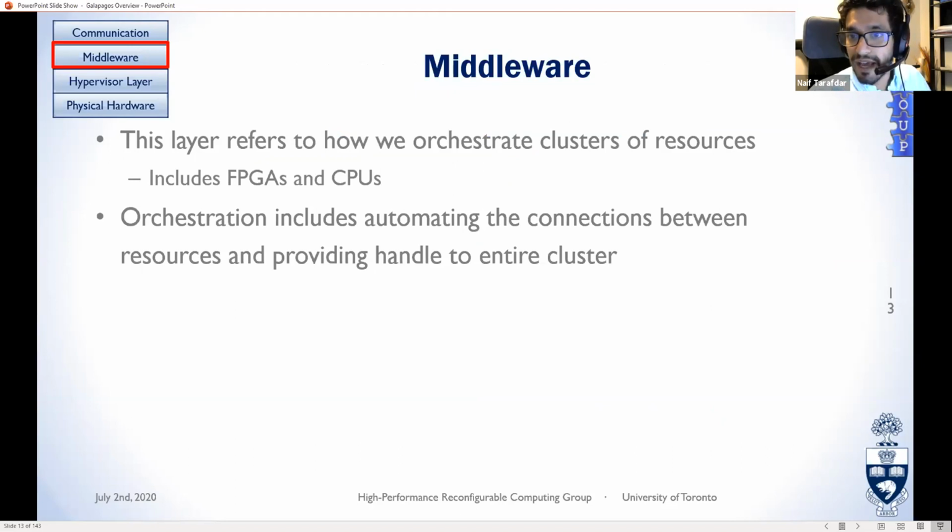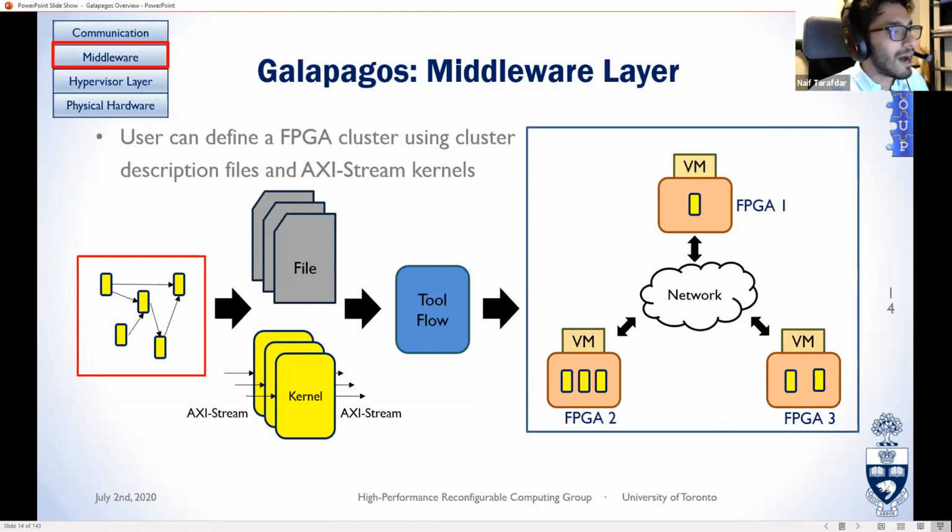So for this, we have the middleware layer. This refers to how we orchestrate clusters of devices, and we want to automate the connection of all these devices as well. From a high level, we have what's inside the red box here, which is a flow diagram that I introduced at the very beginning, closer to the Holy Grail. Again, this flow diagram is agnostic to actually how these IP cores are going to be partitioned in our network.